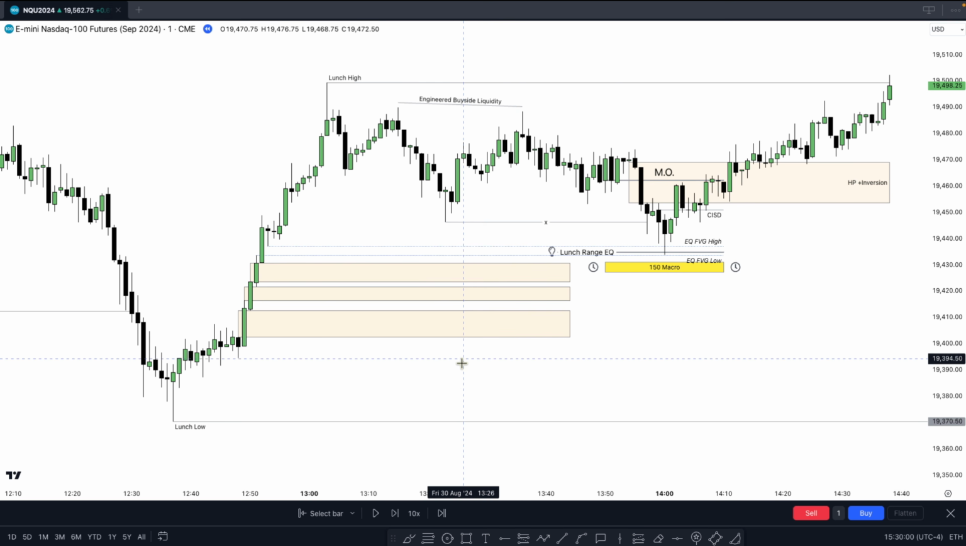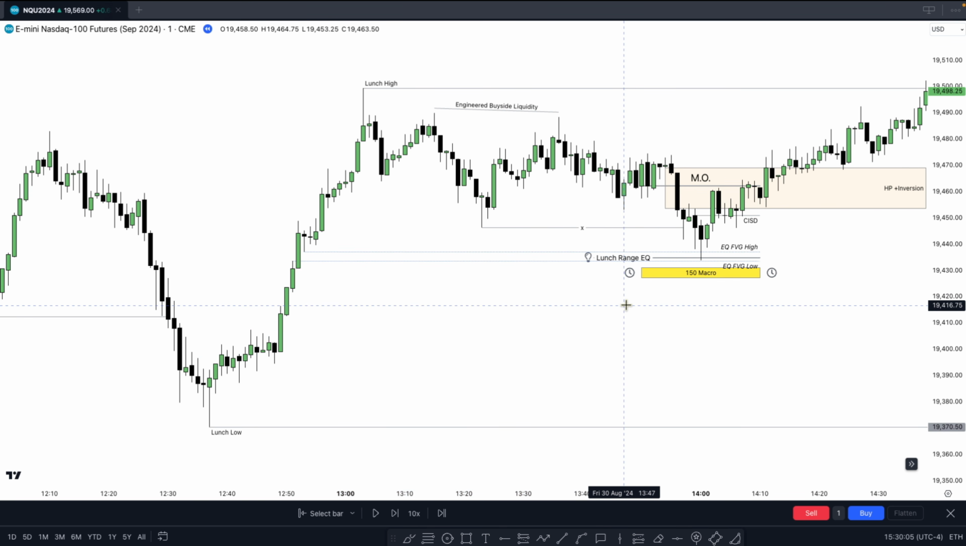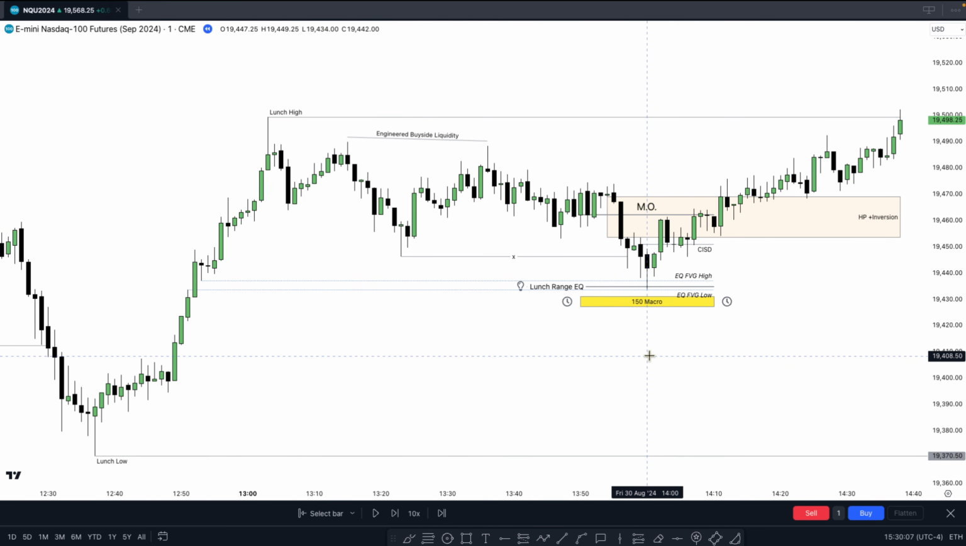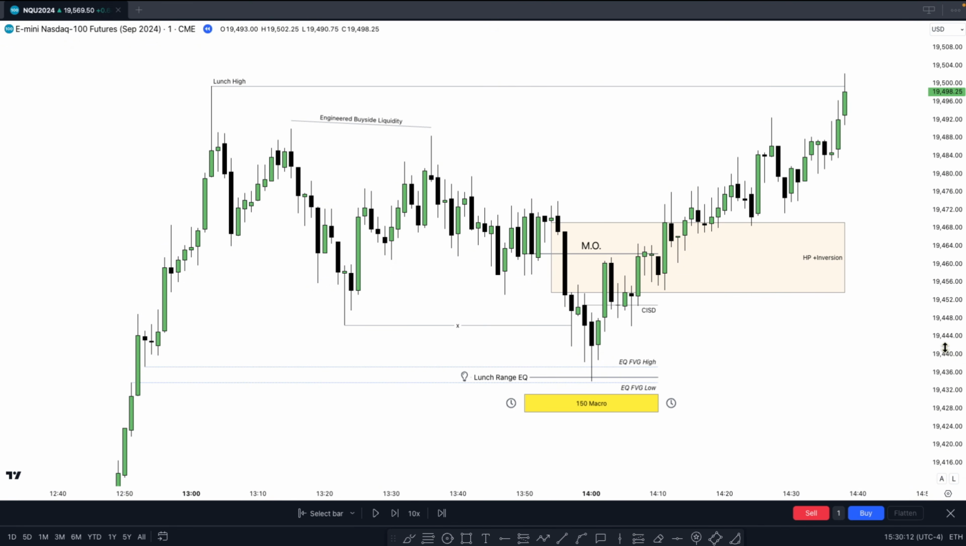Okay, so if we delete these, just to keep it clear, those breakaway gaps and that narrative and those signatures that I just discussed are very important. Okay, so let's zoom back into this chart here.